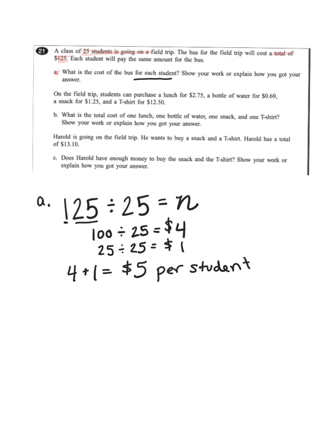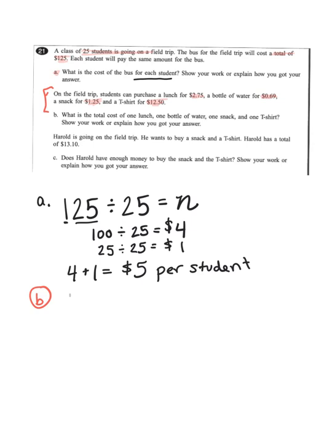Okay, so remember I said that for these open response questions, you're being graded more on your ability to show your thinking than on getting the right answer. Okay, let's go ahead and look at part B. All right, there's a little intro that goes with it. On the field trip, students can purchase a lunch for $2.75, a bottle of water for 69 cents, a snack for $1.25, and a t-shirt for $12.50. What is the total cost of 1 lunch, 1 bottle of water, 1 snack, and 1 t-shirt? Show your work or explain how you got your answer.